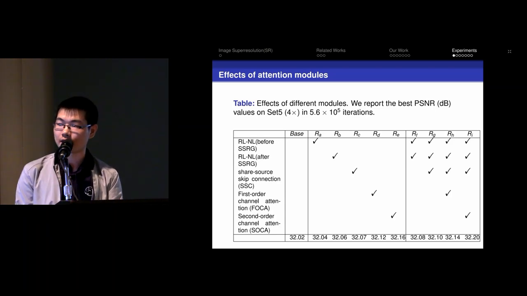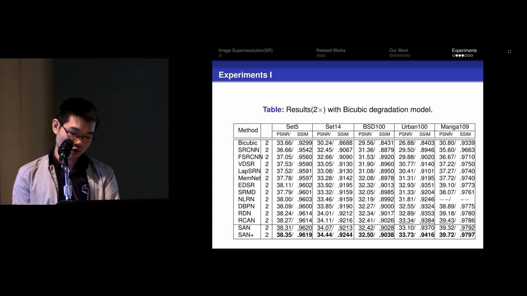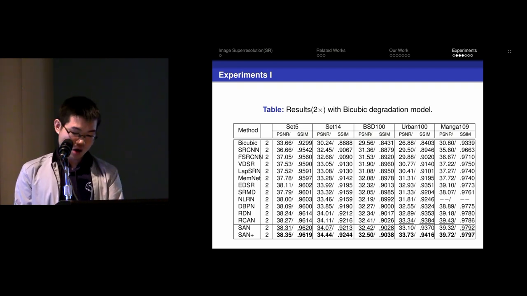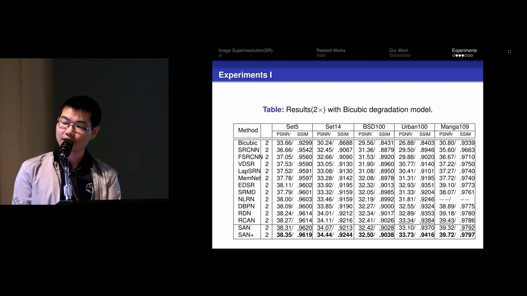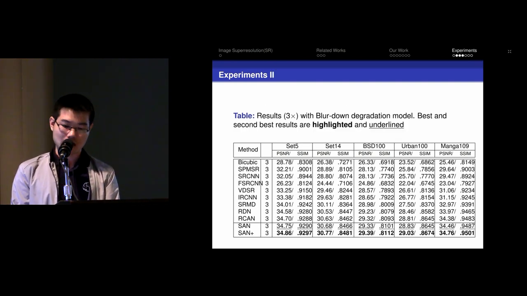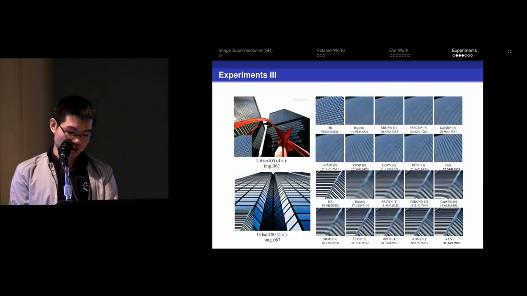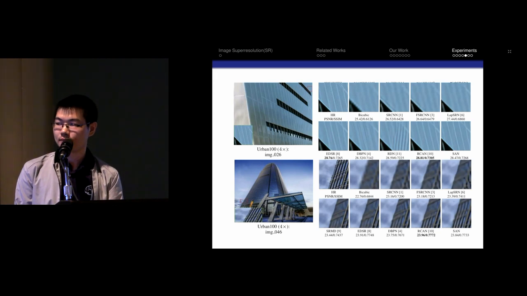This ablation study shows the effects of our different models and different components in our model. We also provide test results on major benchmark datasets. We can see that our method and our method plus, which is a self-ensemble version of our model, outperform most of the existing state-of-the-art models under the commonly used BI degradation and blur-down degradation. And we also provide some visual results. As you can see in the pictures, our method can reconstruct the structure of images well and recover more details than the existing methods.